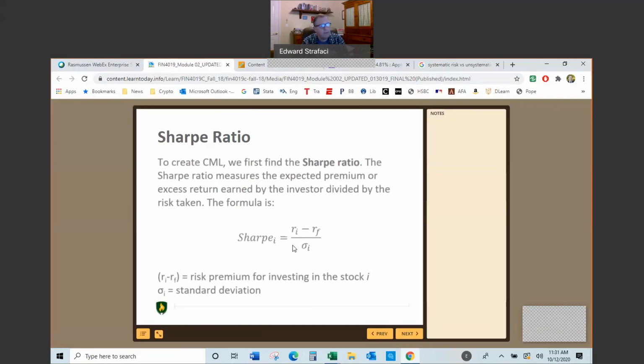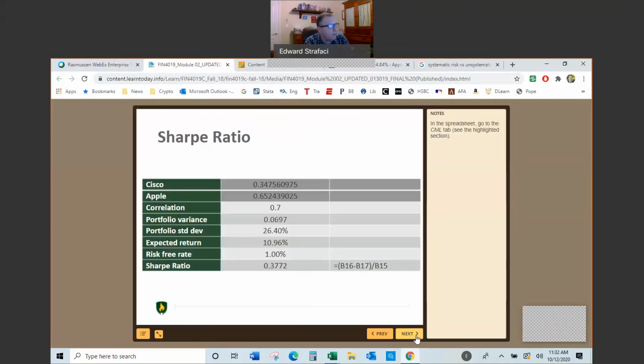If my standard deviation is 0.5, then 10 over 0.5 is 2. But if my standard deviation is only 0.1, then 10 over 0.1 is 100. Higher numbers in the Sharpe ratio mean I'm getting more return for the risk I'm taking. So I want to see a higher Sharpe ratio.